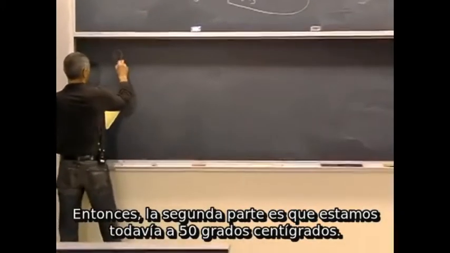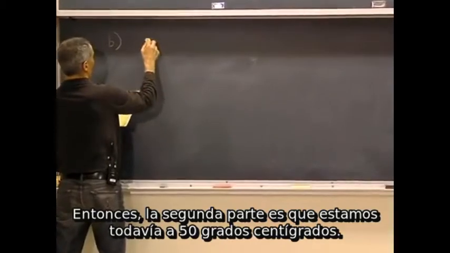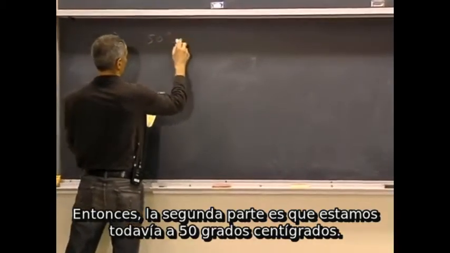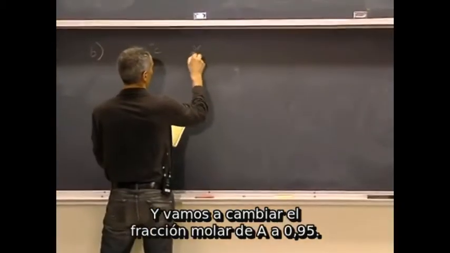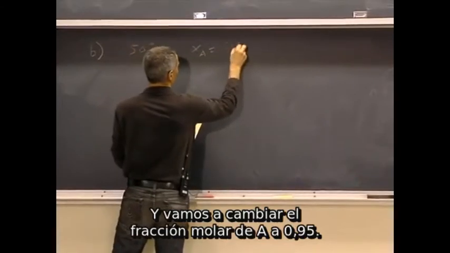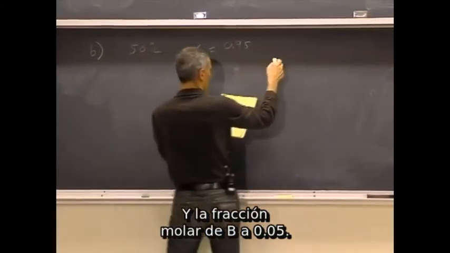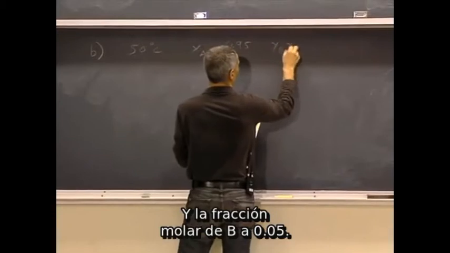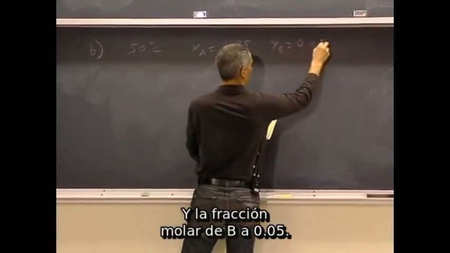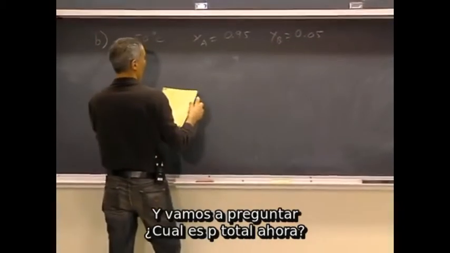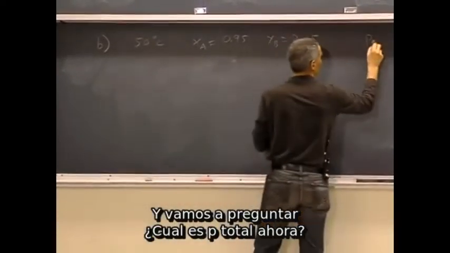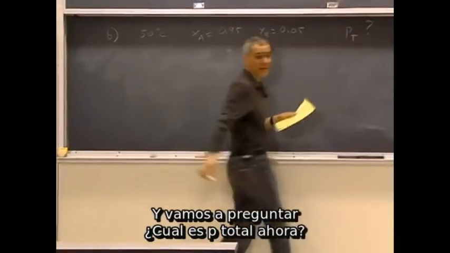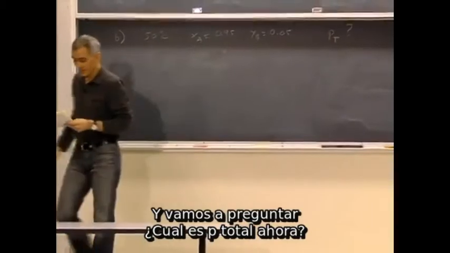So the second part is we're still at 50 degrees Celsius, and we're going to change the molar fraction of A to 0.95 and the molar fraction of B to 0.05. And we're going to ask, what is P total now? Okay.